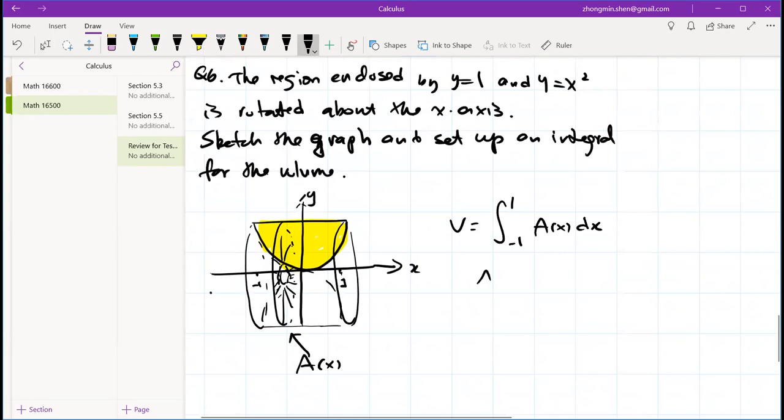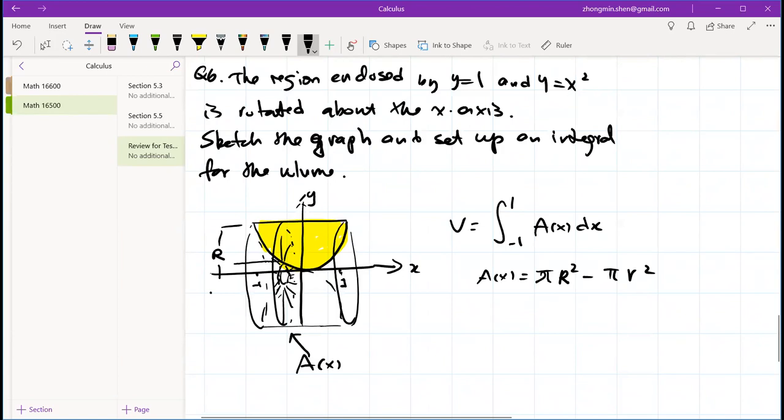So what is A of x? A of x is going to be pi times the difference of the 2 disks. Now I need to know what is capital R and what is little r. I think from the picture here, this will be the capital R, and the little r will be much smaller.